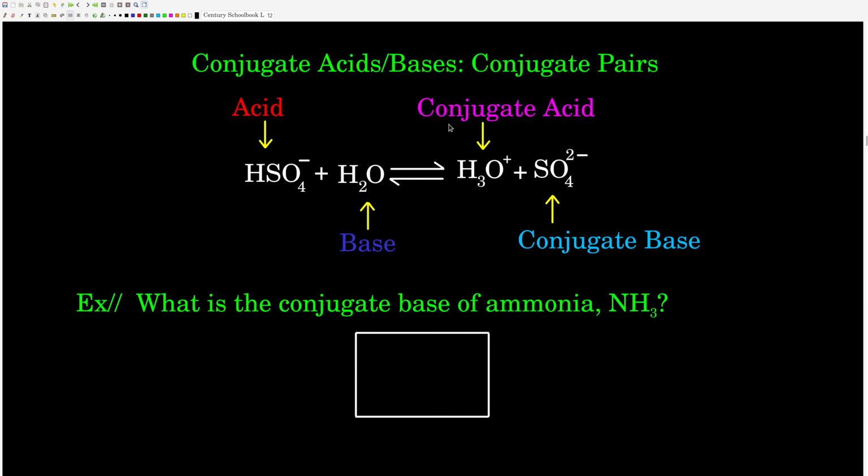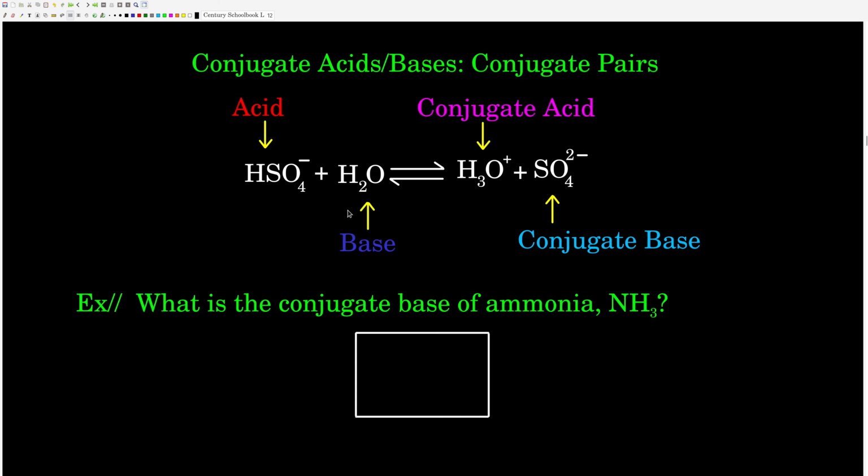So on the other side of the arrow, the base and its conjugate acid are related. This is the base here, water. It accepted a proton, so after it accepted that proton, now it's a conjugate acid. Likewise, this is the acid, hydrogen sulfate. After it donates its proton to water, what's left, what's on the other side of the arrows, is the conjugate base. So this is the acid, this is the conjugate base, this is the base, this is the conjugate acid.